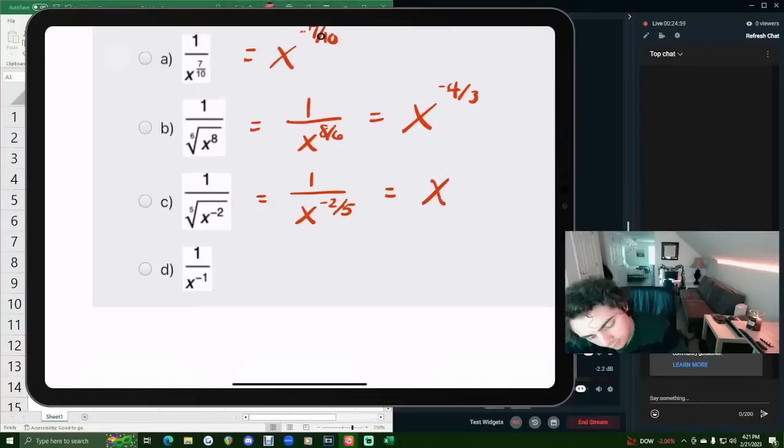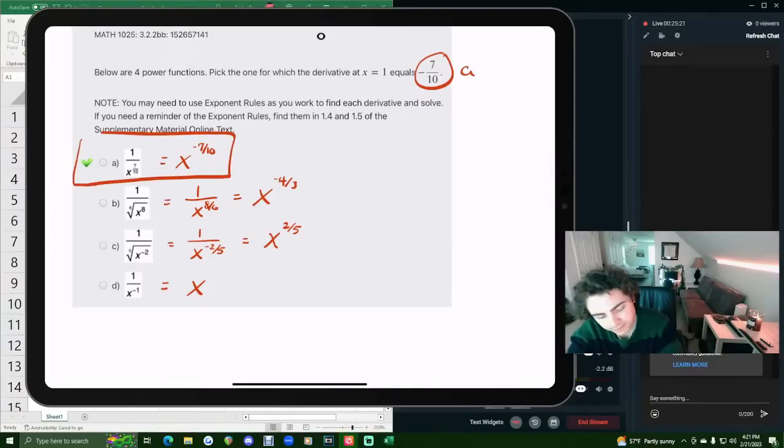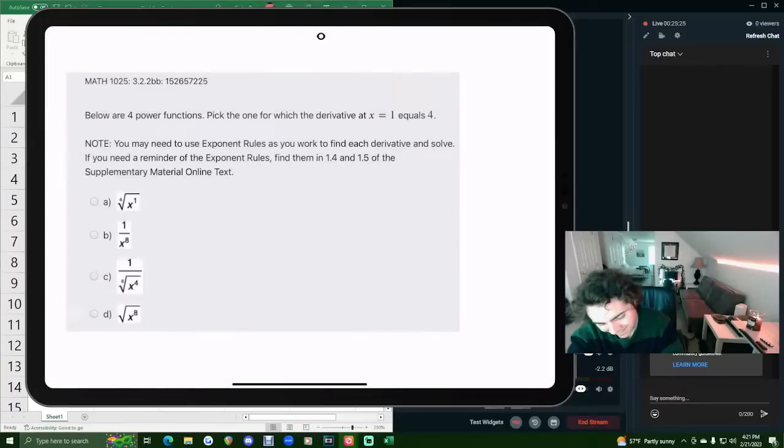So we can bring that term up to the numerator and make its exponent positive 2/5. And our last one, here's an interesting one again. 1 over x to the negative 1 is equivalent to bringing that x out of the denominator and making its exponent positive. So really just x to the first, or just x. And so we were looking for the one with an a value of -7/10 to match that, and that's option A.